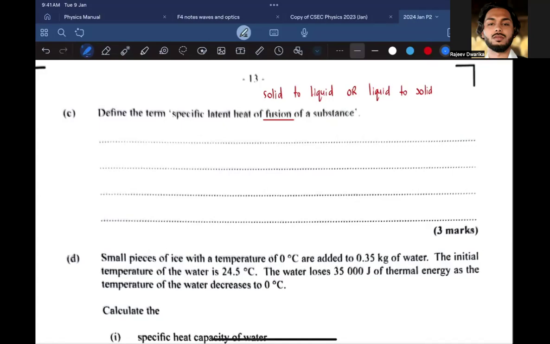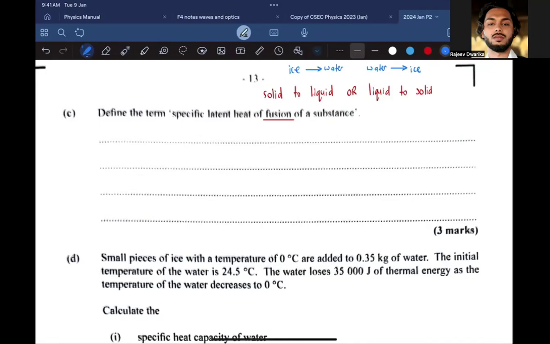So fusion deals with, for example, ice to water or water to ice. Remember it like that, right? Just remember fusion, it sounds like you're fusing things together, so maybe it's solid. When we talk about fusion, we're talking about solid to liquid or liquid to solid. We're talking about a change in state. Let's see why I'm stressing that so much. And then vaporization sounds like vapor, so that's dealing with a liquid to a gas or a gas to a liquid, right?